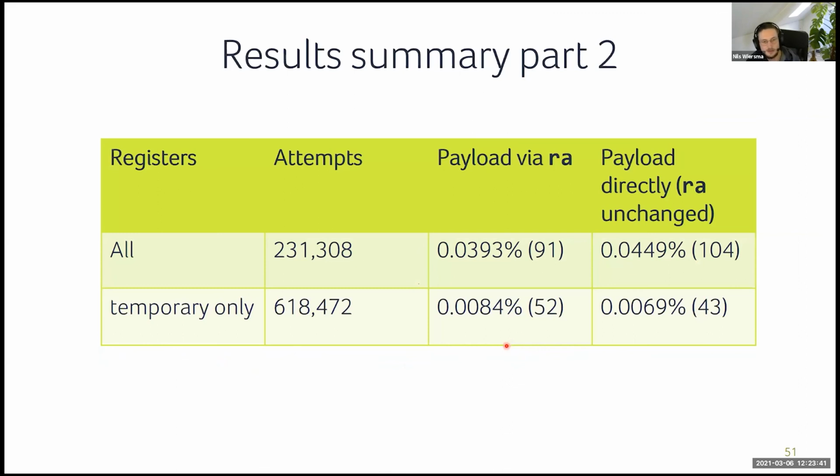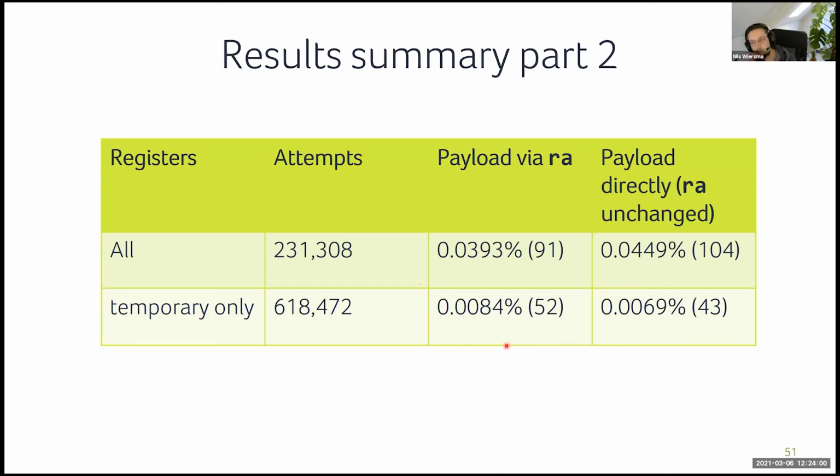And if we split those out from the successful results, you can see that in both cases, it's more or less a 50-50 division between reaching our payload through the return address, and the other half was able to reach the payload without changing the return address.